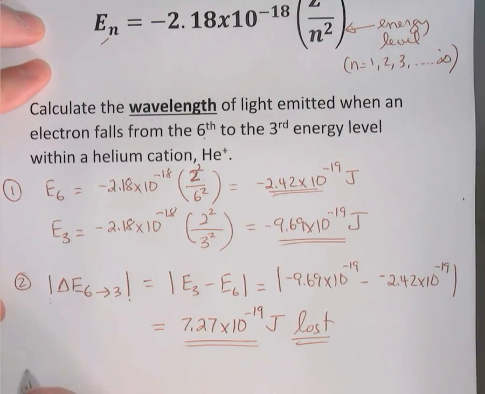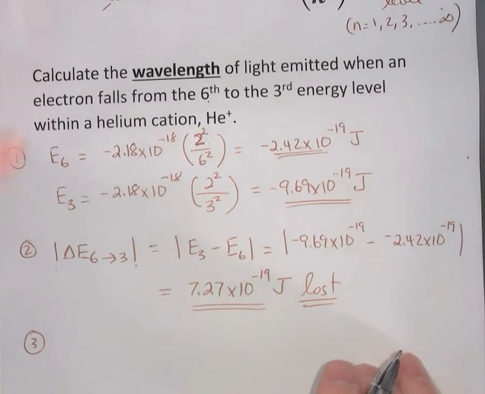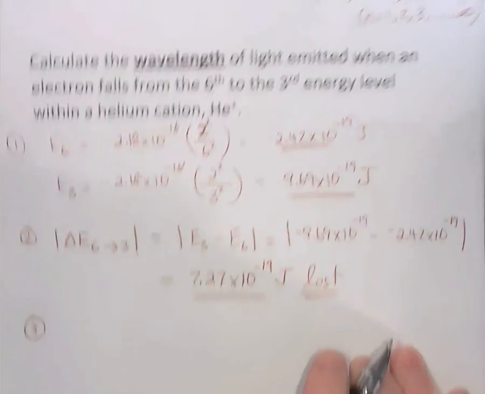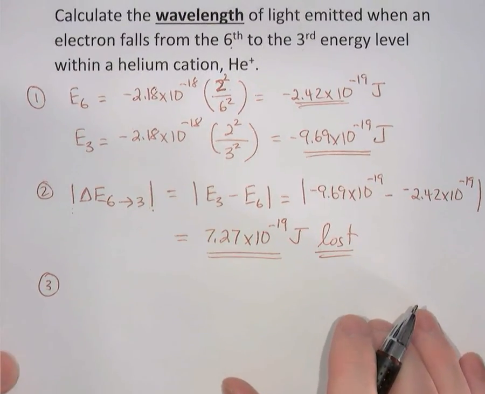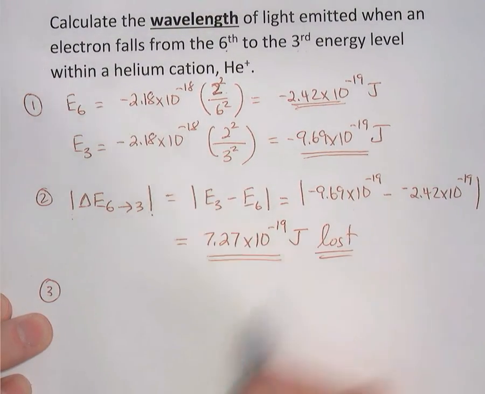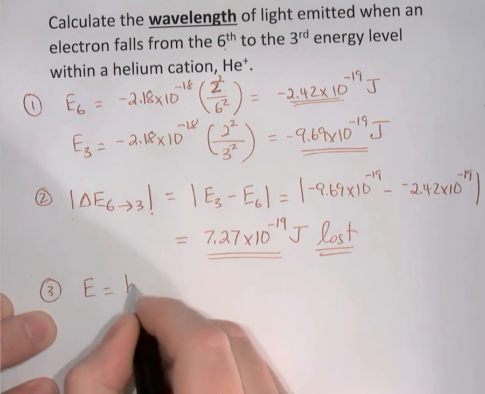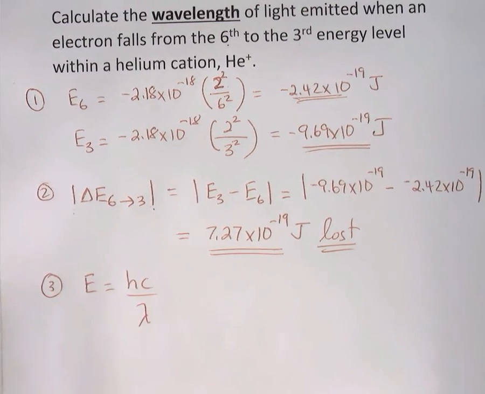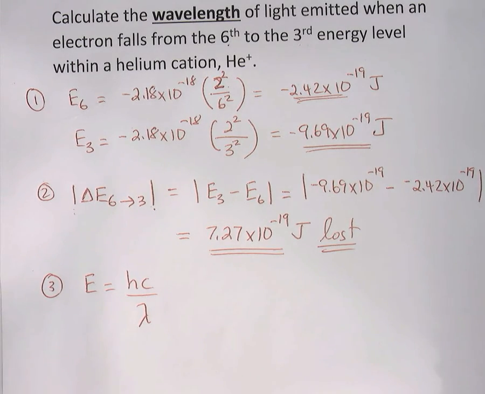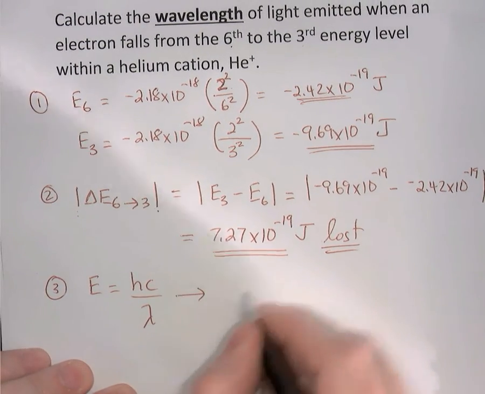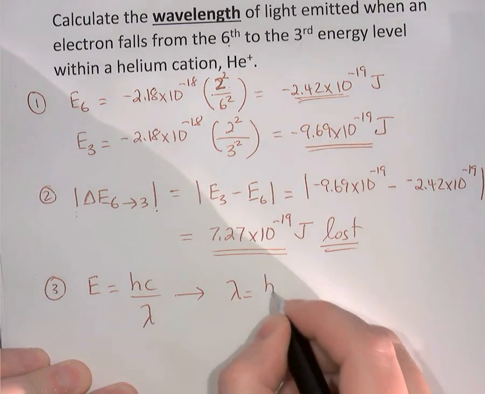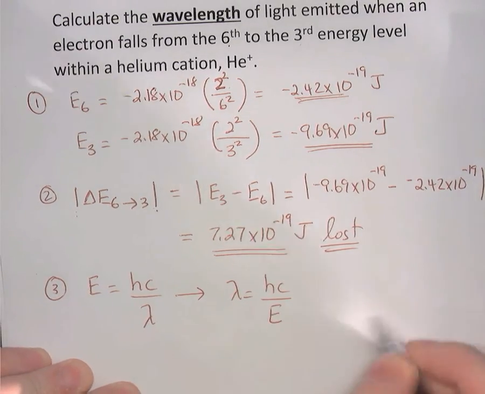Okay? The third thing we're going to do now is calculate the wavelength. What is the wavelength of this light? It comes out with this much energy. What's its wavelength? Well, Planck's equation says E equals hc divided by lambda. So now if you rearrange Planck's equation, you get lambda equals hc divided by E.